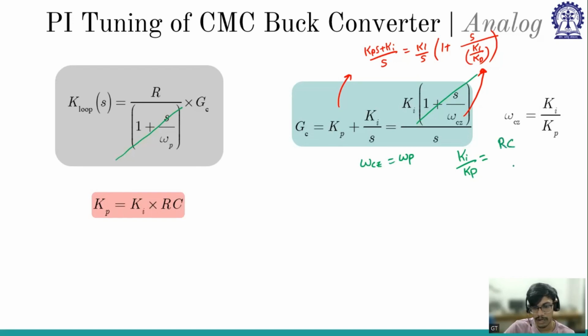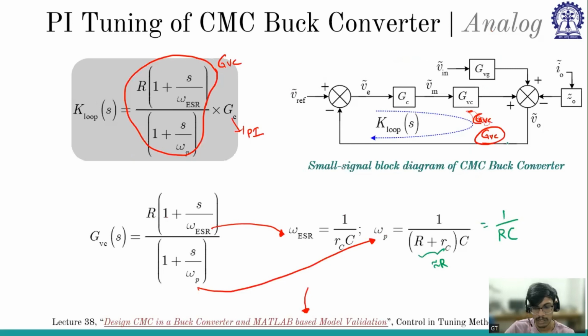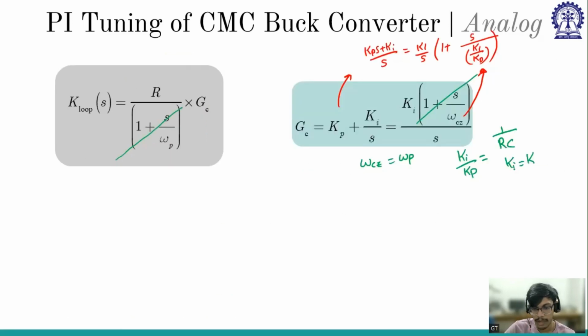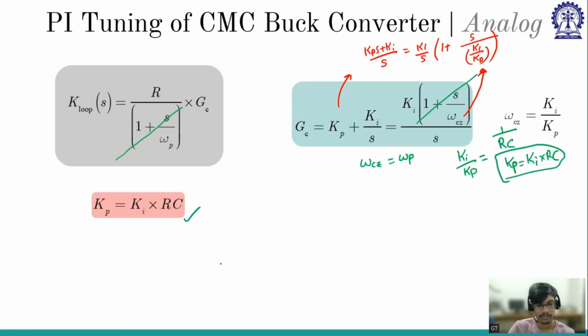Now from this I will get Ki, so 1 by RC, right? Sorry, 1 by RC. So my Kp is equal to Ki into RC, which I am getting here. Now, what will be my K loop of S? My K loop of S will have R, GC, the numerator is cancelled, Ki and S.